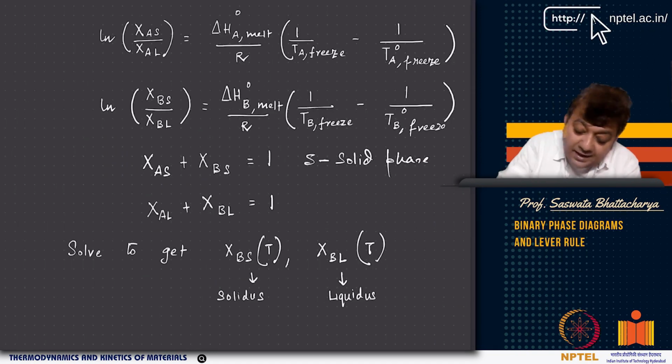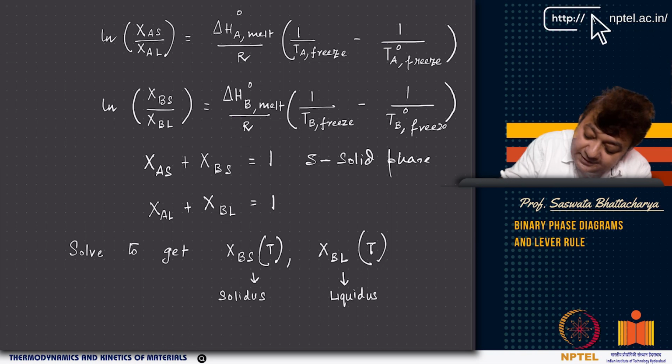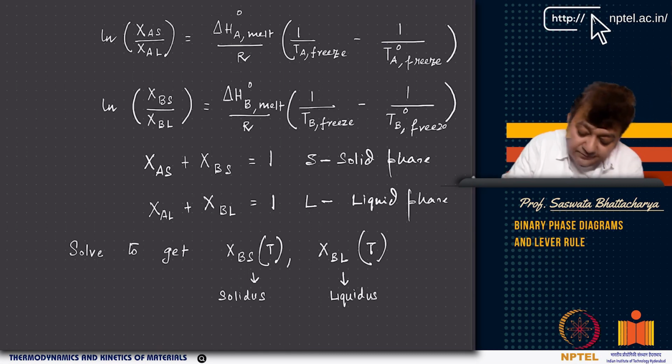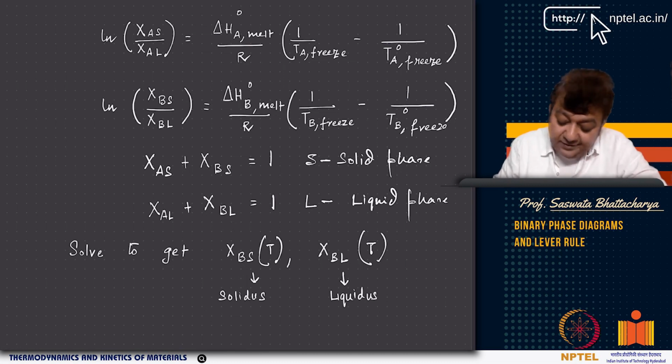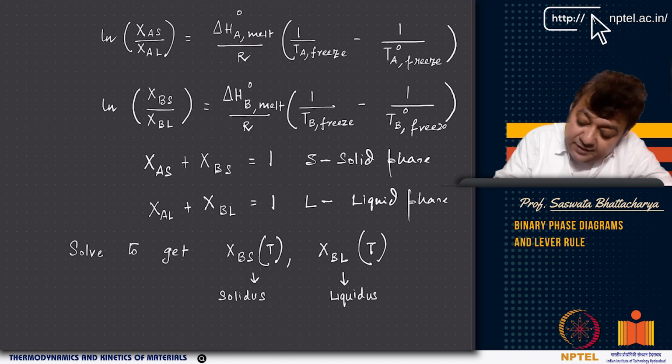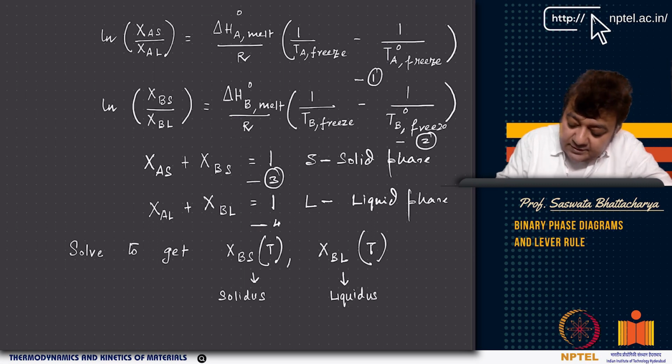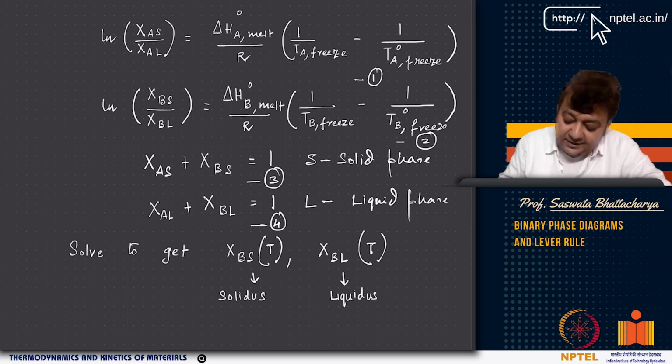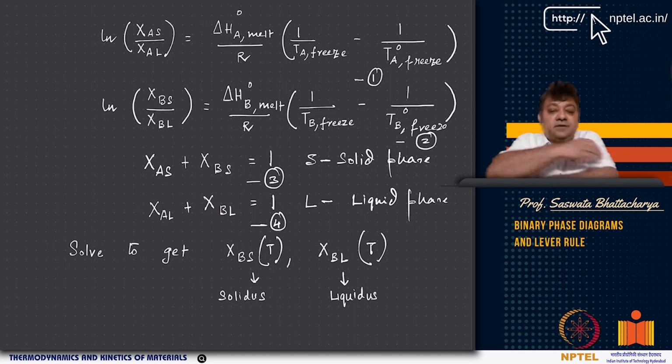So you have that and you have L. Similarly for the liquid, you have XAL plus XBL equal to 1. L stands for liquid phase, and there is infinite solubility in both. Now, you have equation number 1 here, equation 2 here, equation 3 here, and equation 4 here. If you solve them, you basically get XBS and XBL. You get XBS, the solid composition.